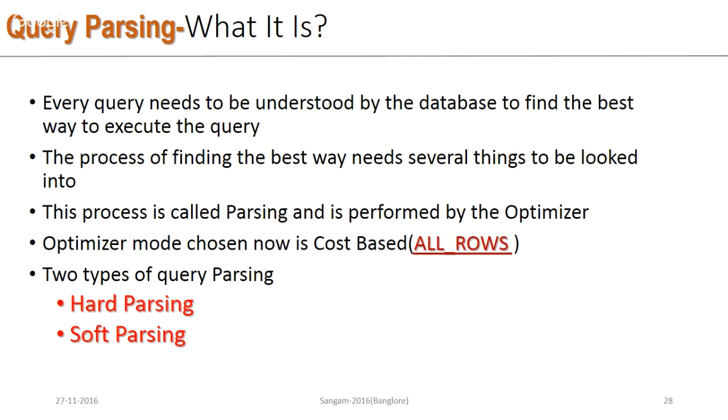Now, hard parsing is something which is unavoidable, and it tells the Oracle database engine how to actually execute the query. This hard parsing is done by a component in the database called the optimizer, which in terms of the database is now the cost-based optimizer. The cost-based optimizer is the component which decides which method or way is the best way to run the query.